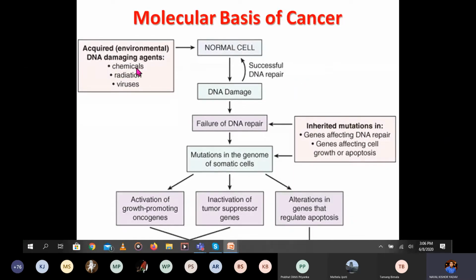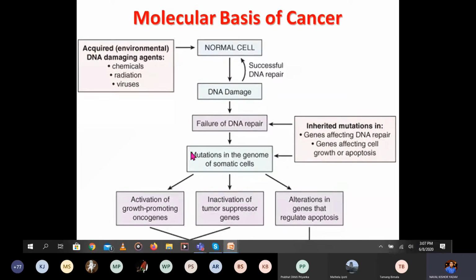But the damage caused by this chemical, radiation, and the virus, if it is repaired itself with the help of p53, that will stop the cell cycle and try to repair the DNA damage. If that is successfully done, no problem. If it fails to repair the DNA, there is a mutation in the genome of the somatic cells.